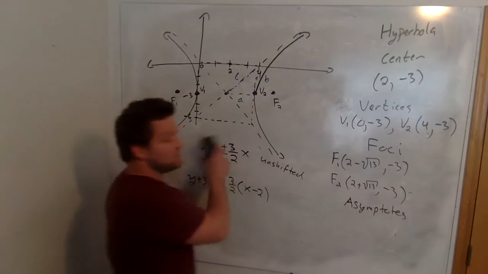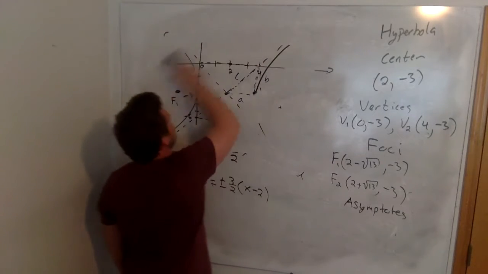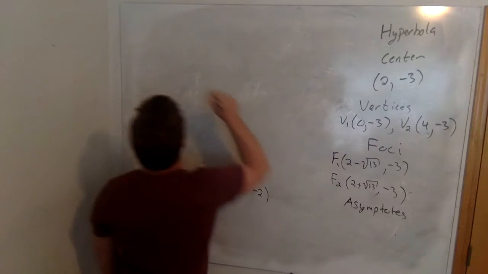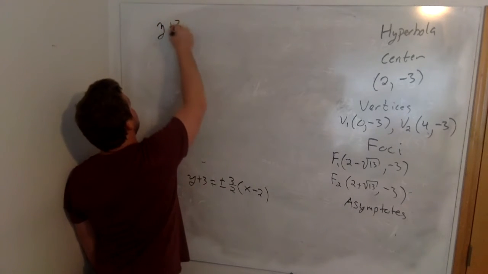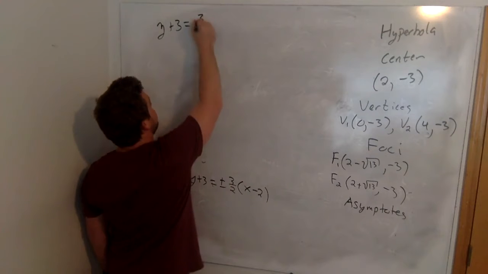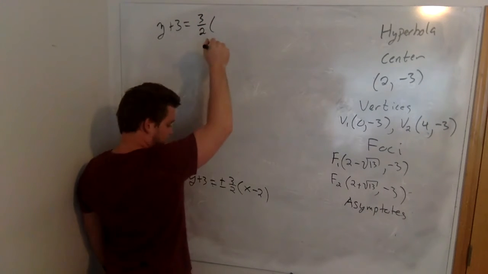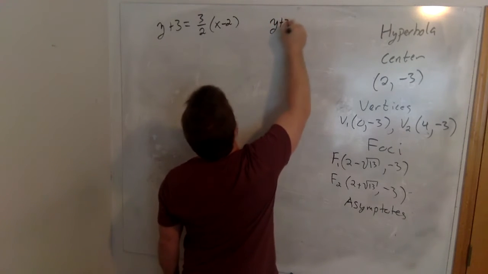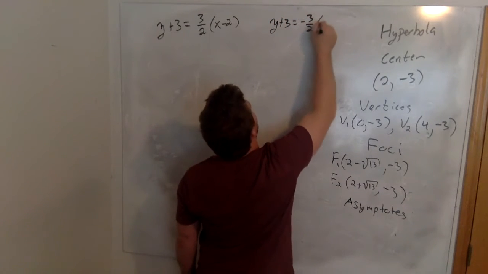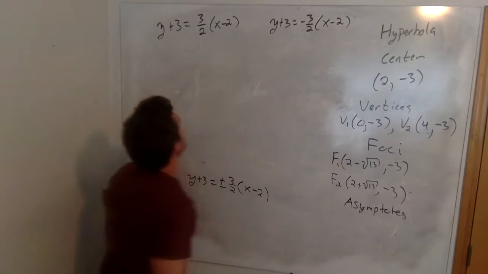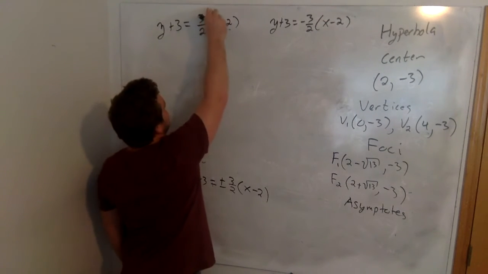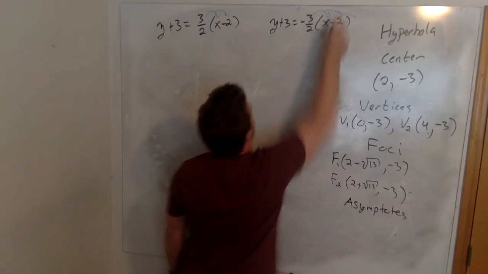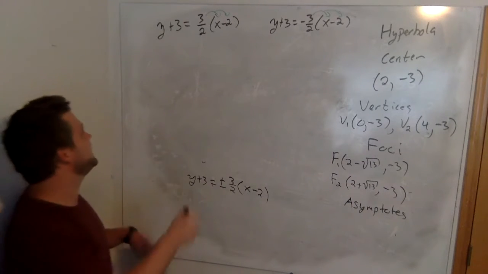I'm actually going to erase this picture right here, give ourselves a little bit more room to work with. So we have y plus 3 will be equal to the positive 3/2 times x minus 2, and we also have y plus 3 will be equal to the negative 3/2 times x minus 2. Let's go ahead and distribute. I'm just going to put them in slope-intercept form. When possible, that's my favorite form of a line.